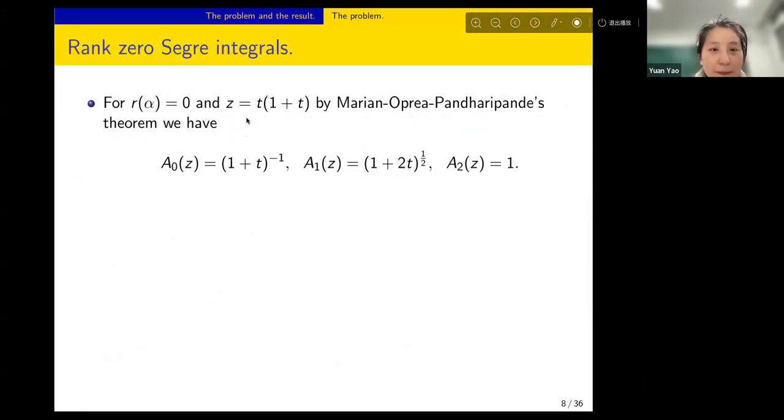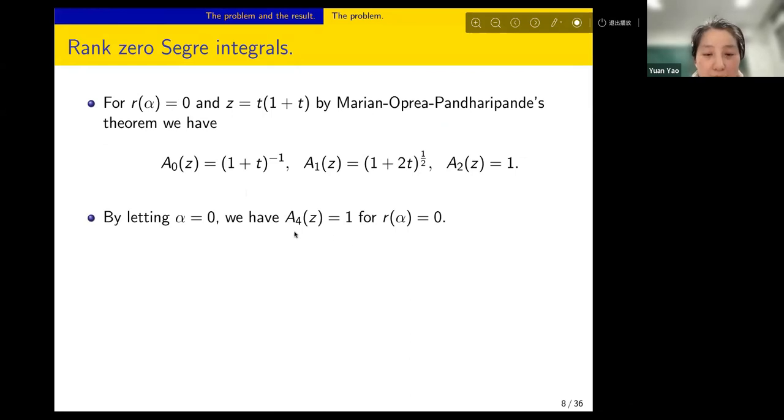For the rank 0 case, we have this change of variables. By their theorem, we have this expression. Now we need A3 and A4, then we can determine this Segre series. But A4 is very easy to get. Actually, you can let alpha be 0, right? So it's rank 0, so everything is 0, so this series should be 1. And you have A4 should be 1. And since A4 only depends on the rank, it's always 1 for rank 0.